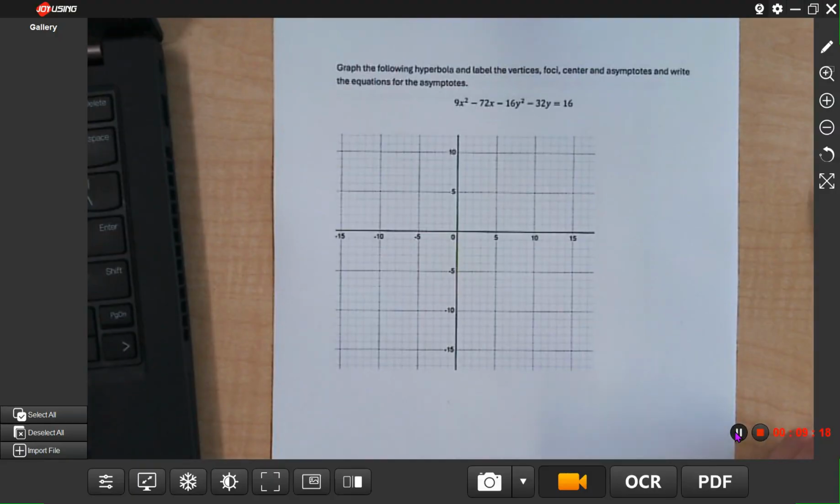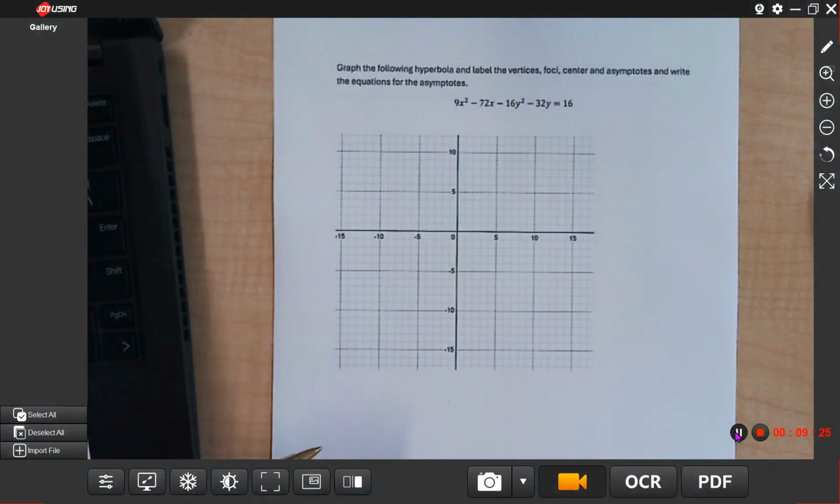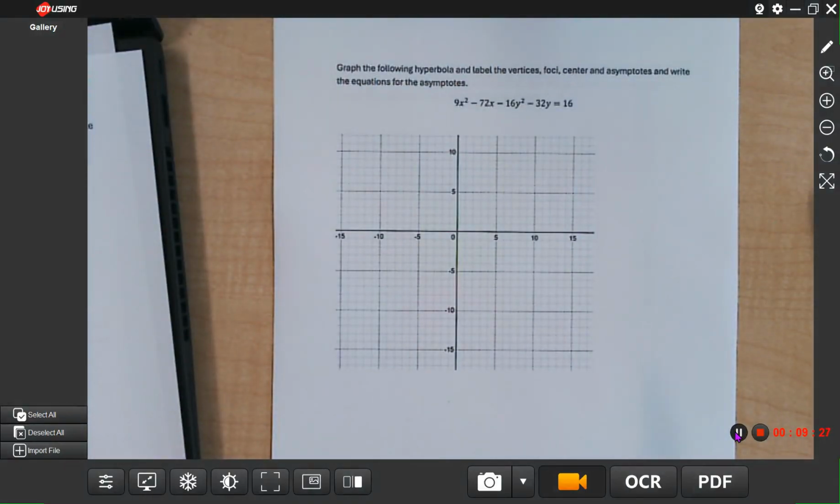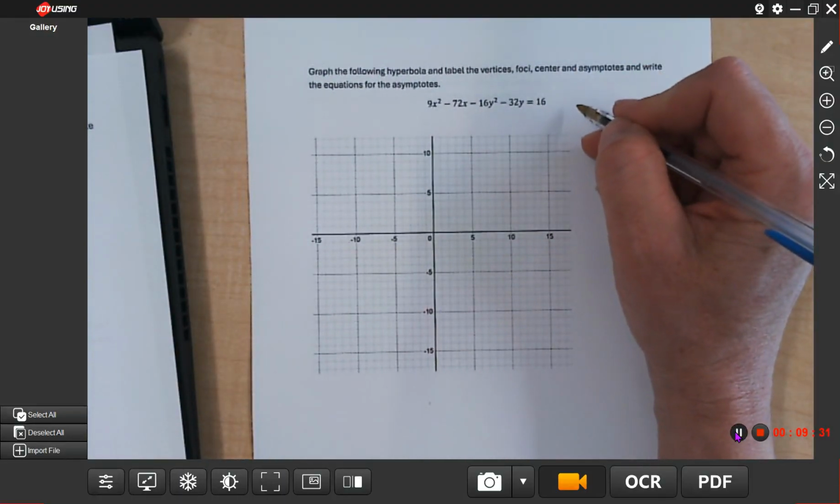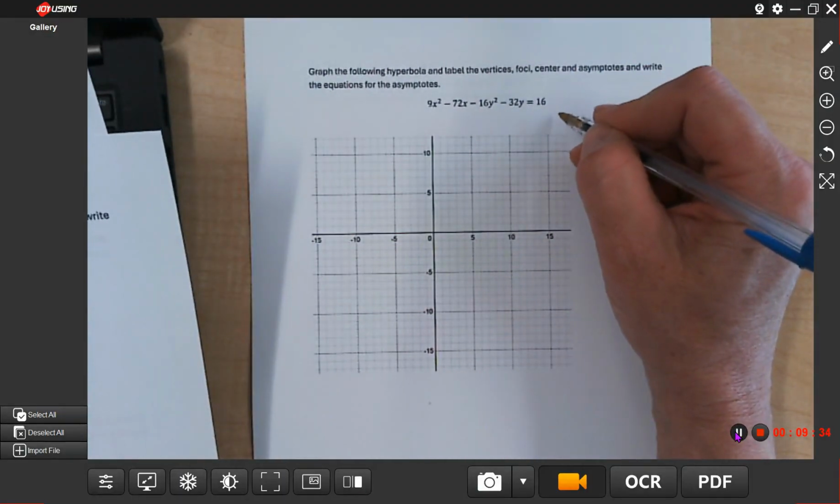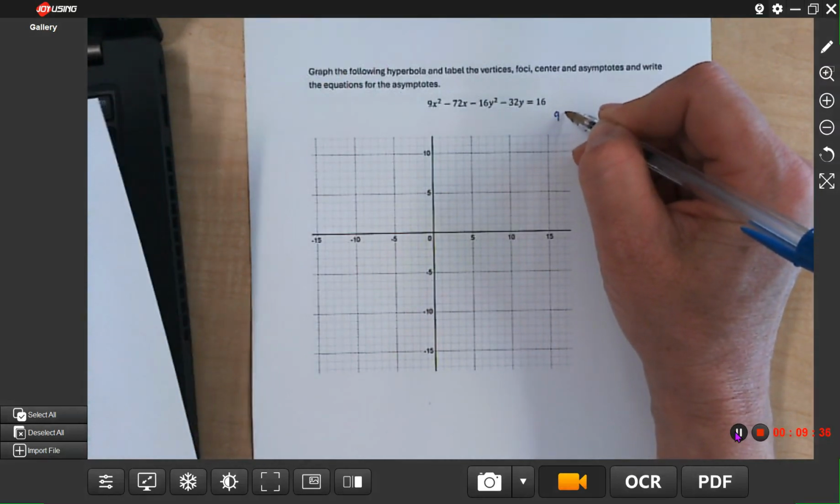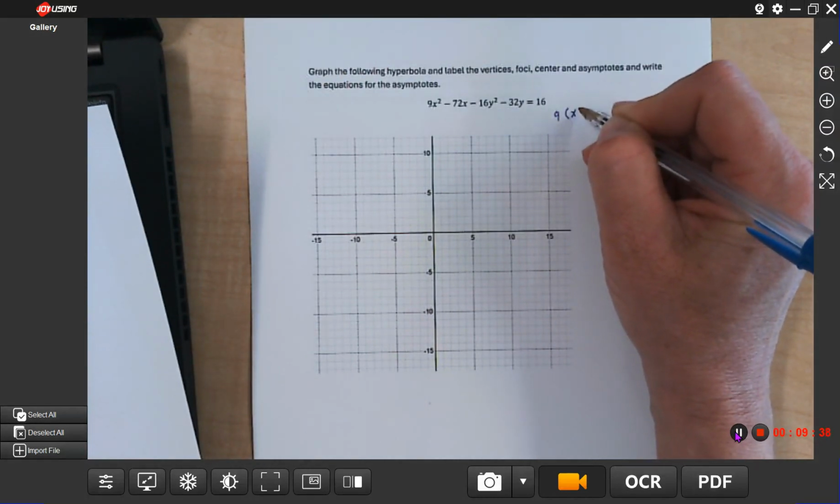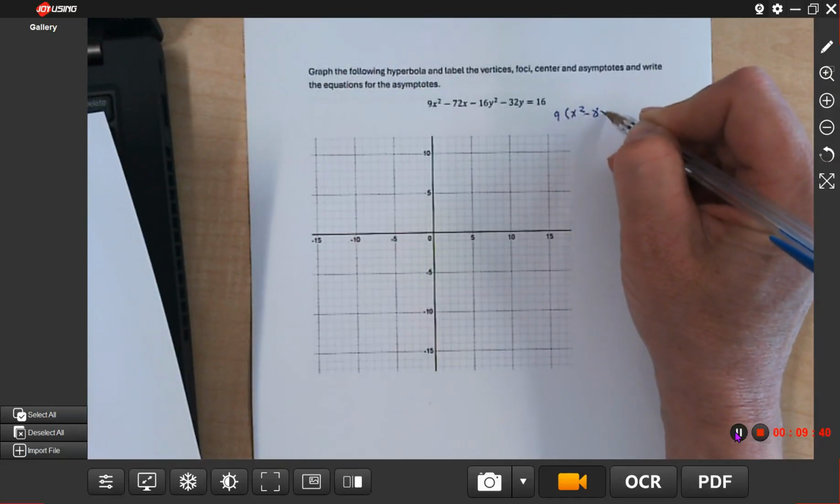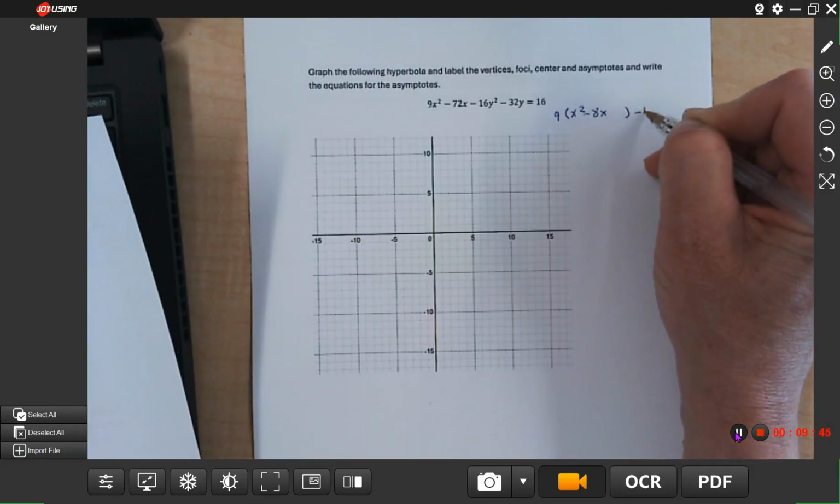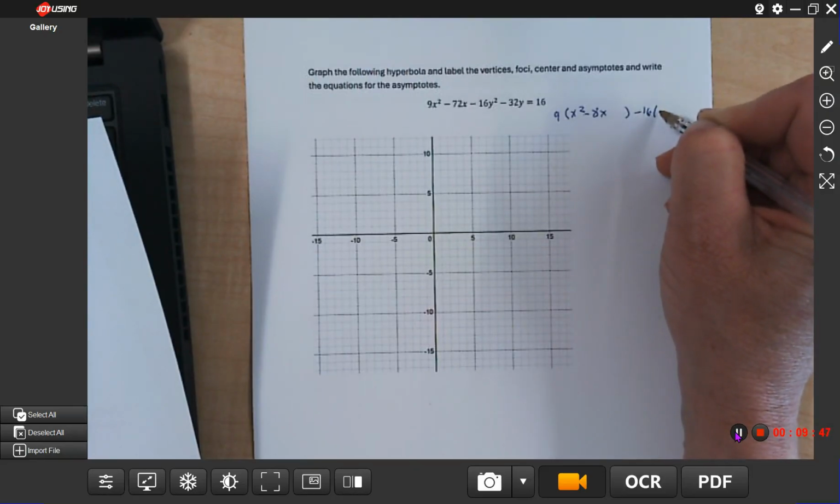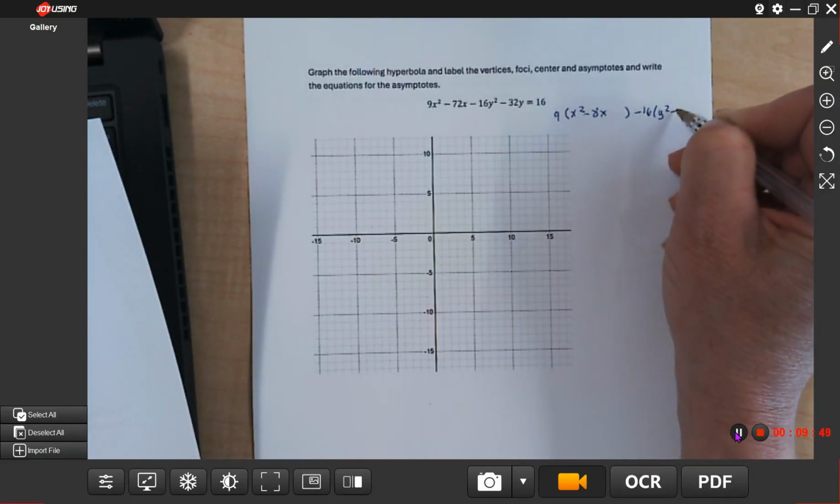Now we're going to do this example. We're going to graph this hyperbola and label all the important things. The first thing is, this is not in standard form, so we're going to have to complete the square. Let's see if I can do that kind of fast. I'm going to factor the 9 out of the x terms, leave space to add a constant, and factor the 16 out and leave space to put in a constant.